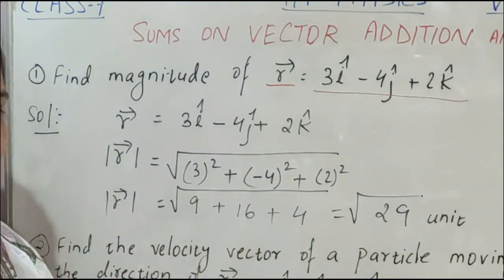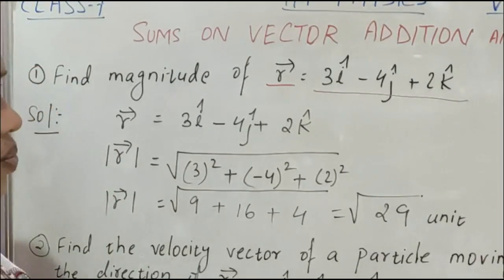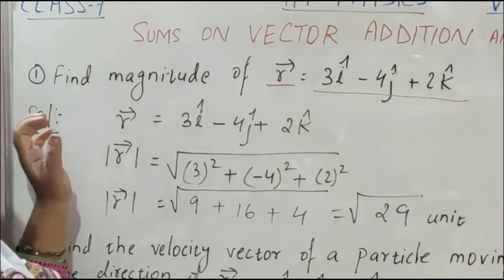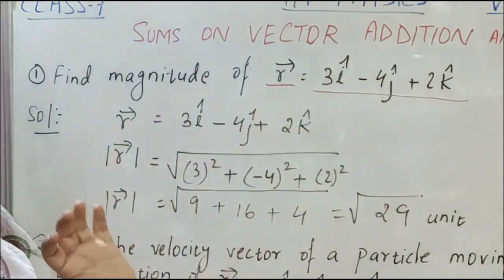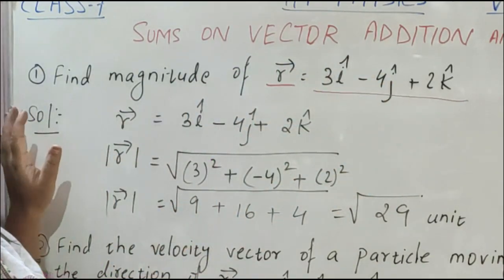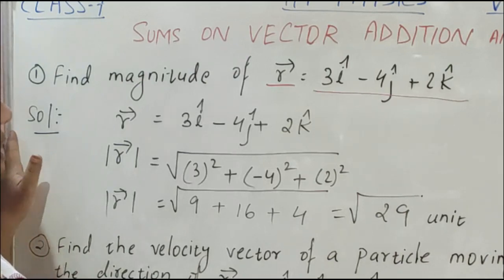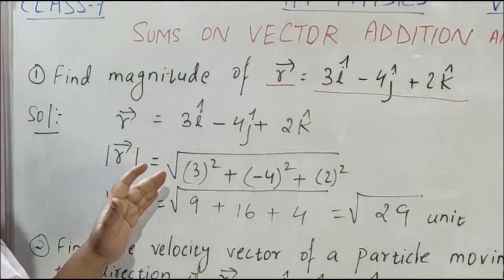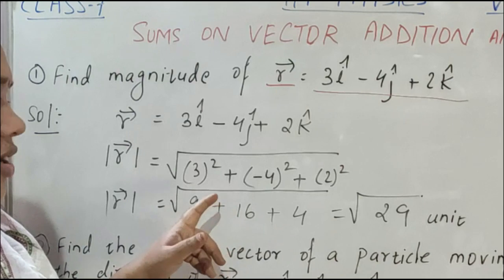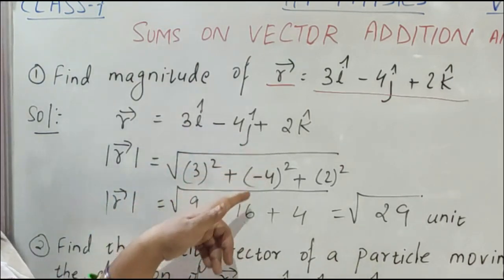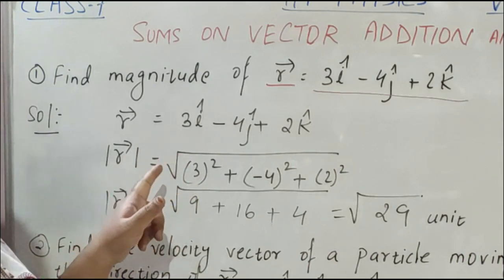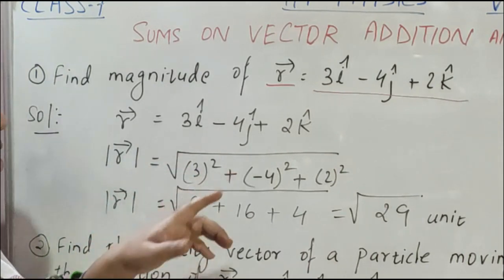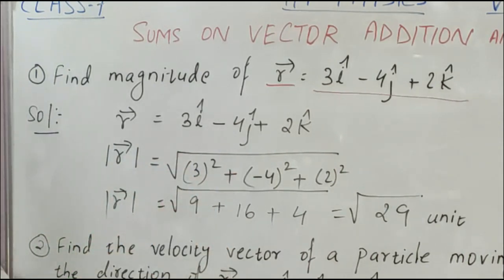Clear children? Understood? Very simple basic question. R vector is given 3i cap minus 4j cap plus 2k cap. You have to find the magnitude of r vector. So the magnitude of r vector is equal to the whole square root of the squares of the magnitudes of these components. Clear children? So this is over.